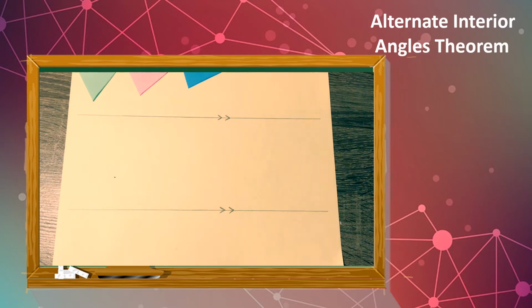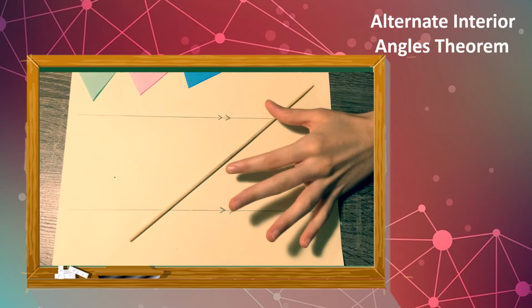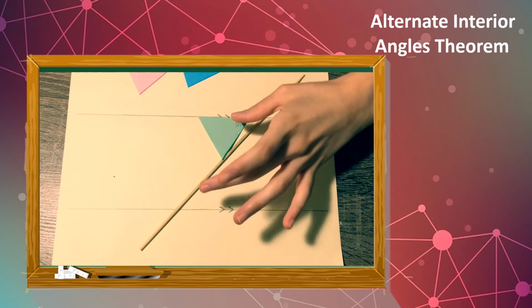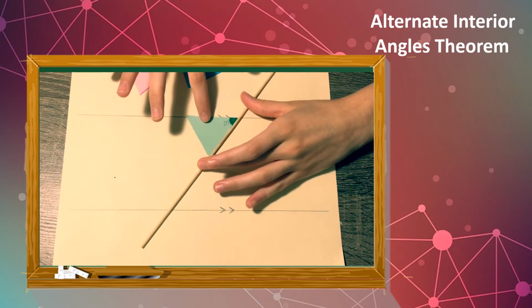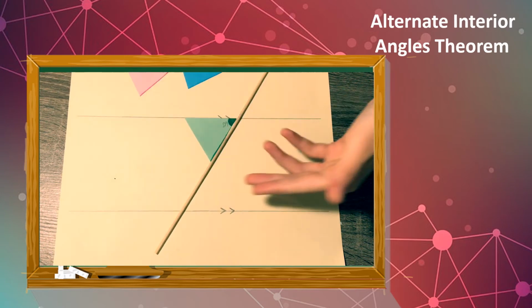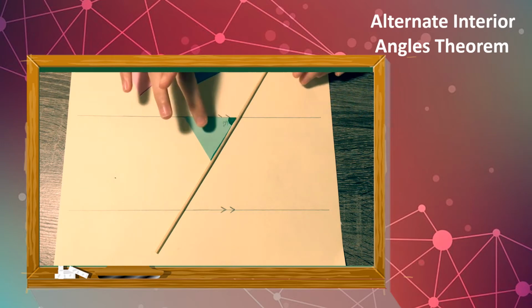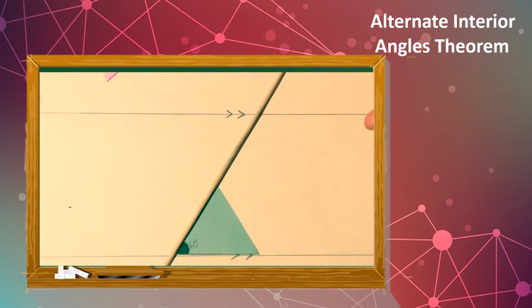So, according to the alternate interior angles theorem, if we put this stick in a way that it goes through both parallel lines, let's say this angle right here is 60 degrees. This angle and this angle should be equal according to the theorem. I want to try if this angle fits here, and boom, it fits.